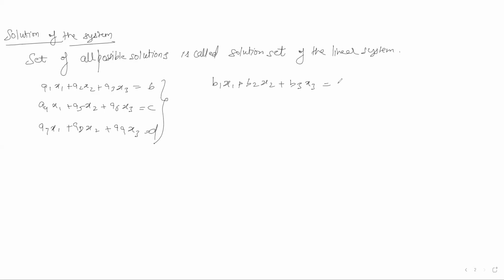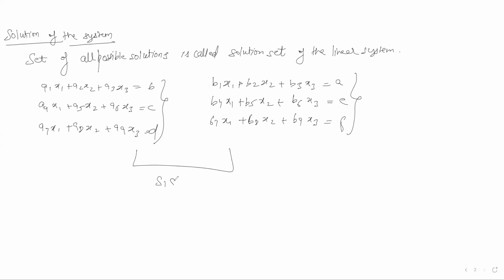is equal to, let's say, a. Then we can write b4 x1 plus b5 x2 plus b6 x3 is equal to e, and b7 x1 plus b8 x2 plus b9 x3 is equal to n. This is another system, right? So let's say the solution set that we are finding here is the same for both. Let's say S1, S2, S3. These three numbers satisfy all these equations. Yeah, satisfy this also, this also.